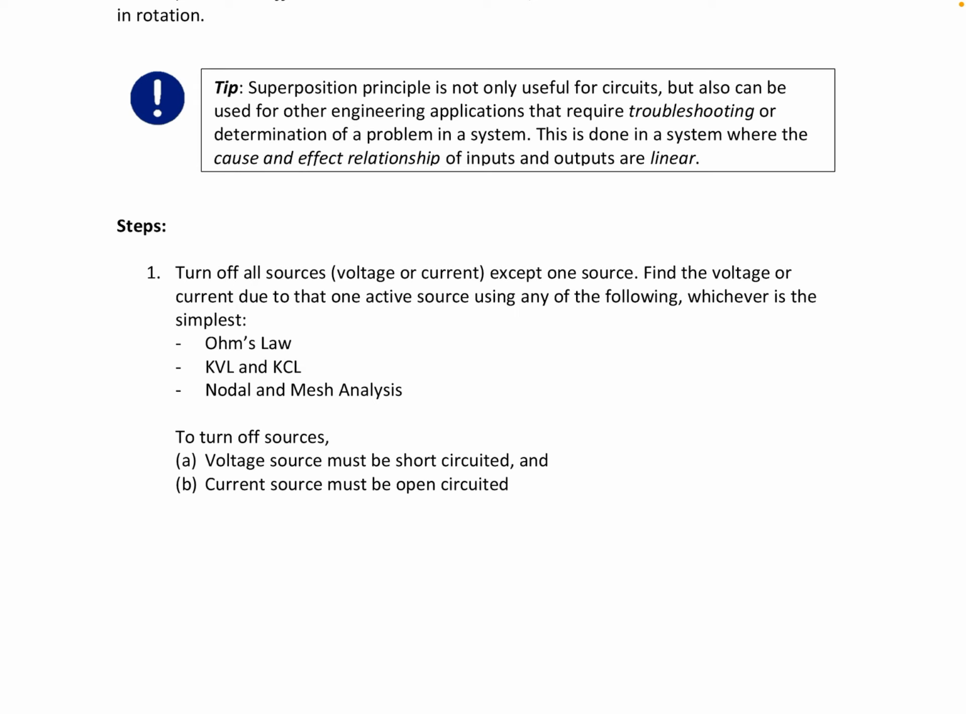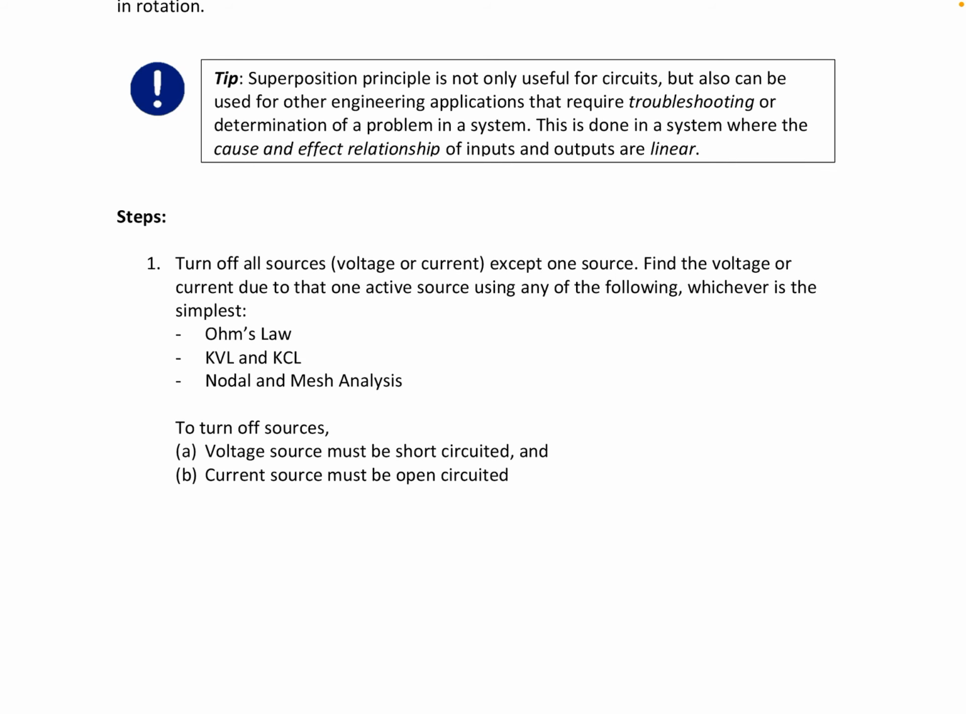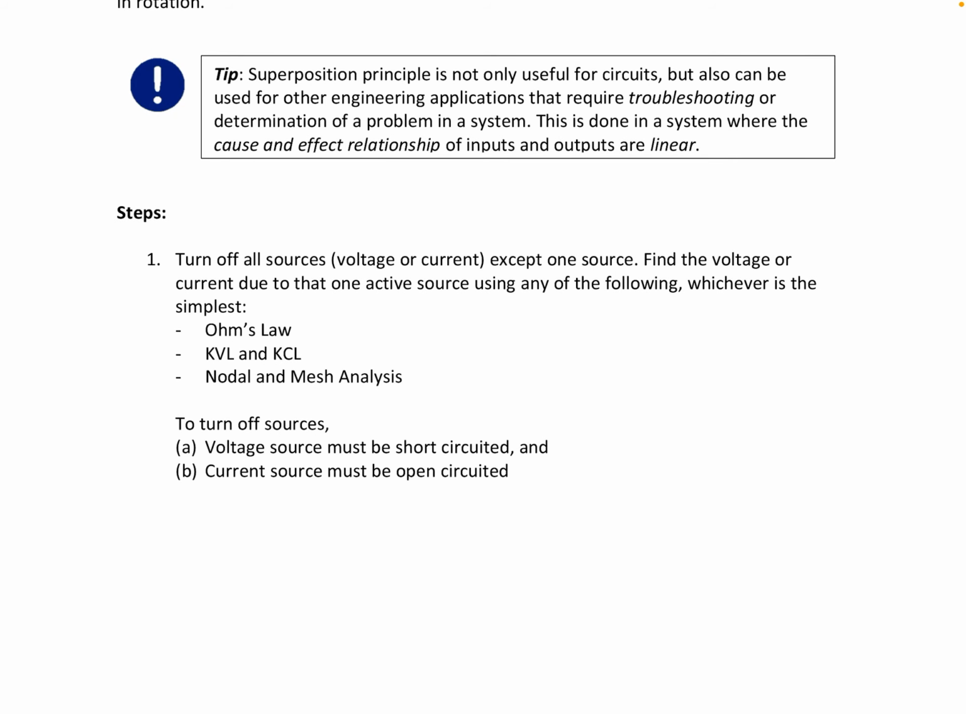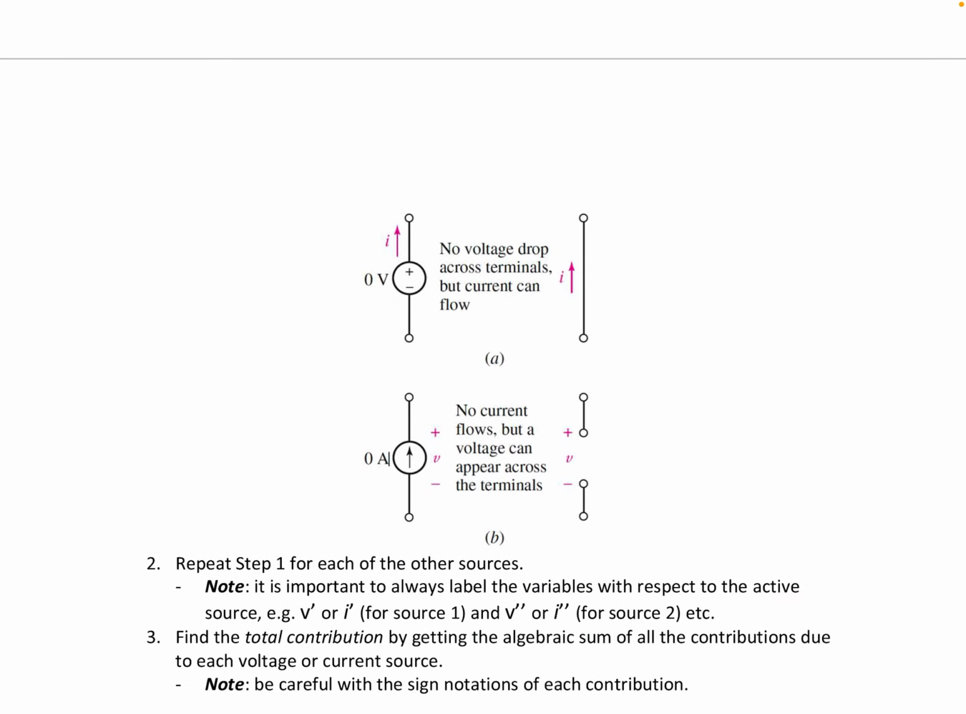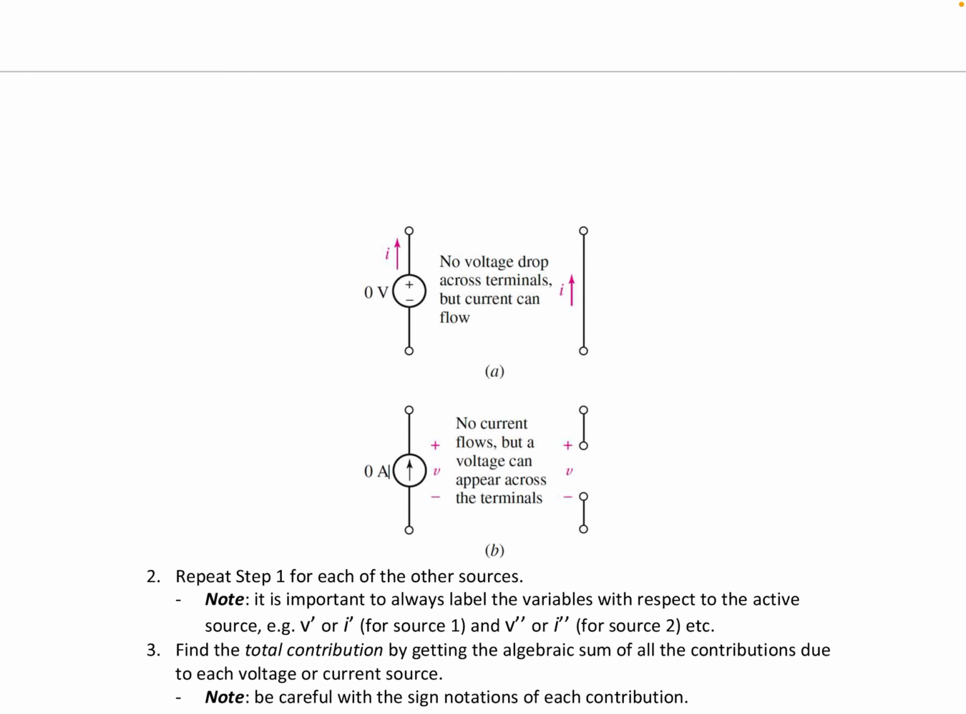But how do we turn off sources? How do we observe turning off sources in a circuit diagram? So to turn off sources, the first case is that a voltage source must be short-circuited. So you can see in this diagram, when we turn off a voltage source, it must be short-circuited, or just drawn as a straight direct line. So that's how we turn off a voltage source.